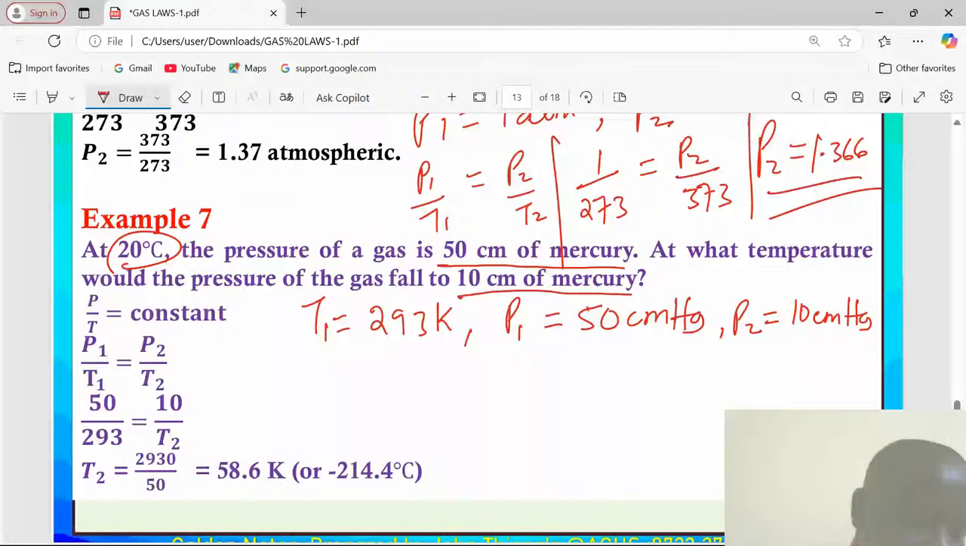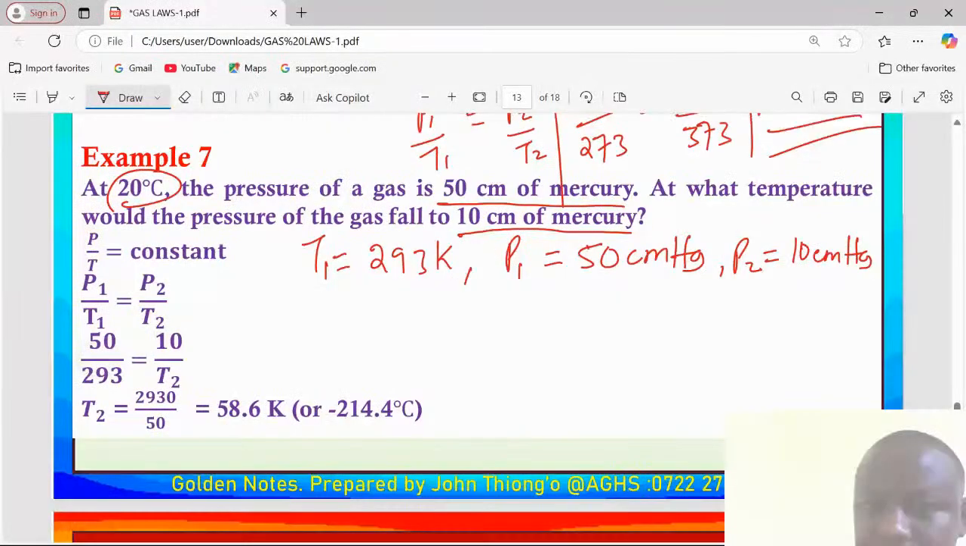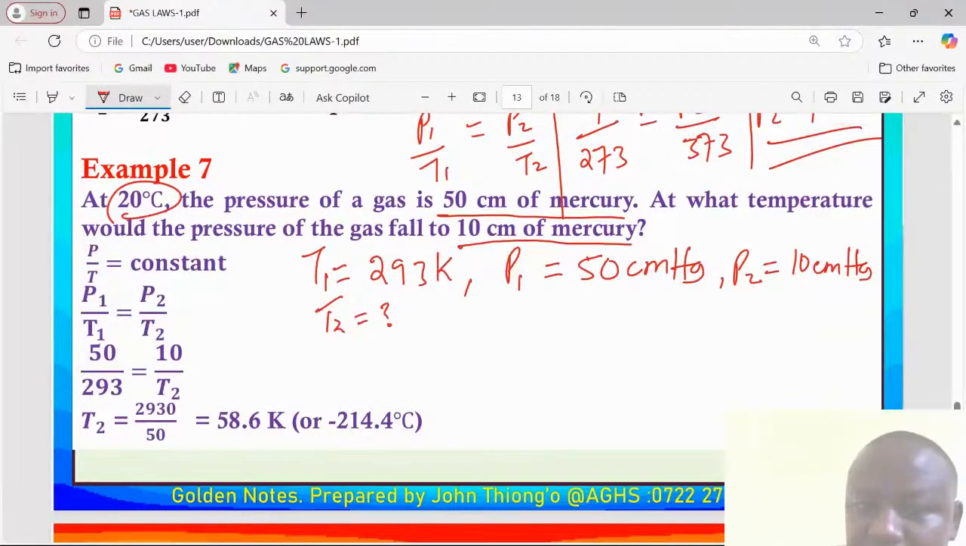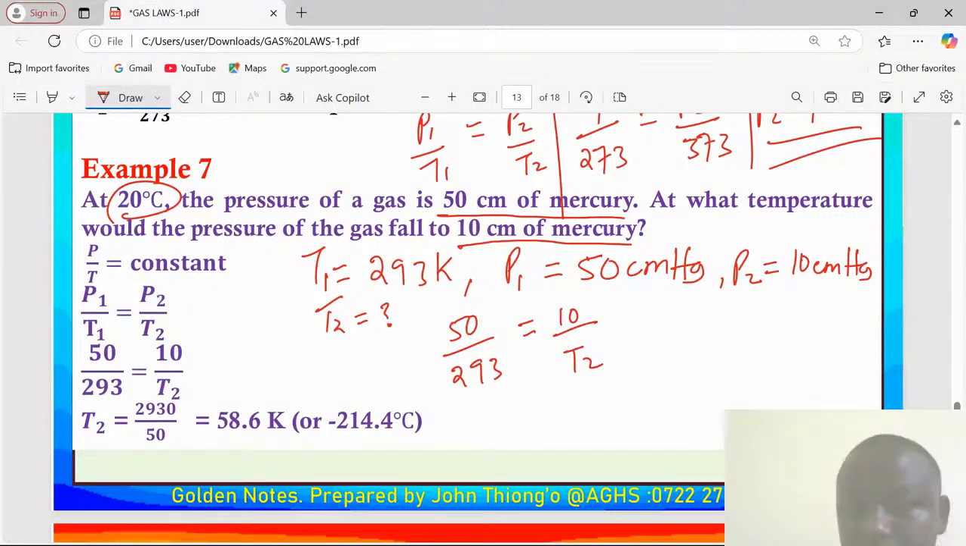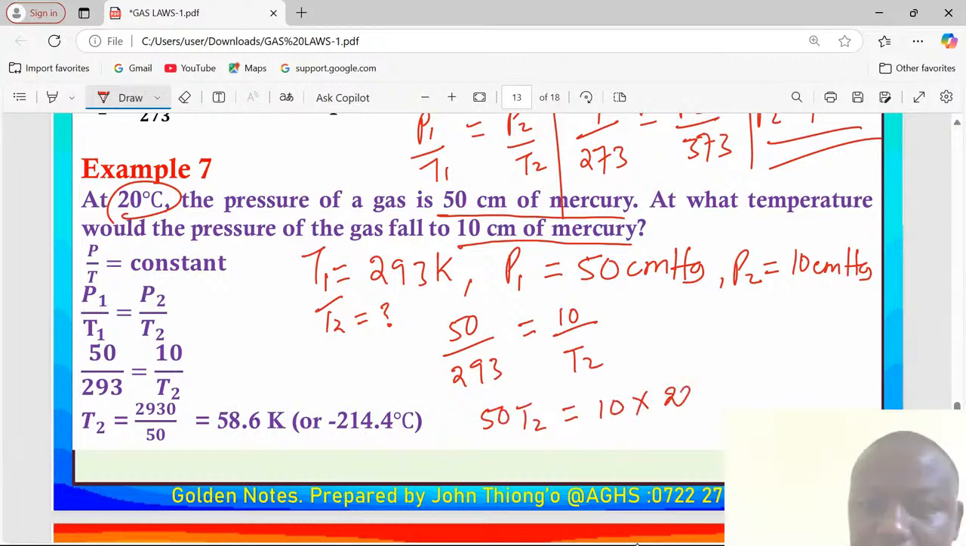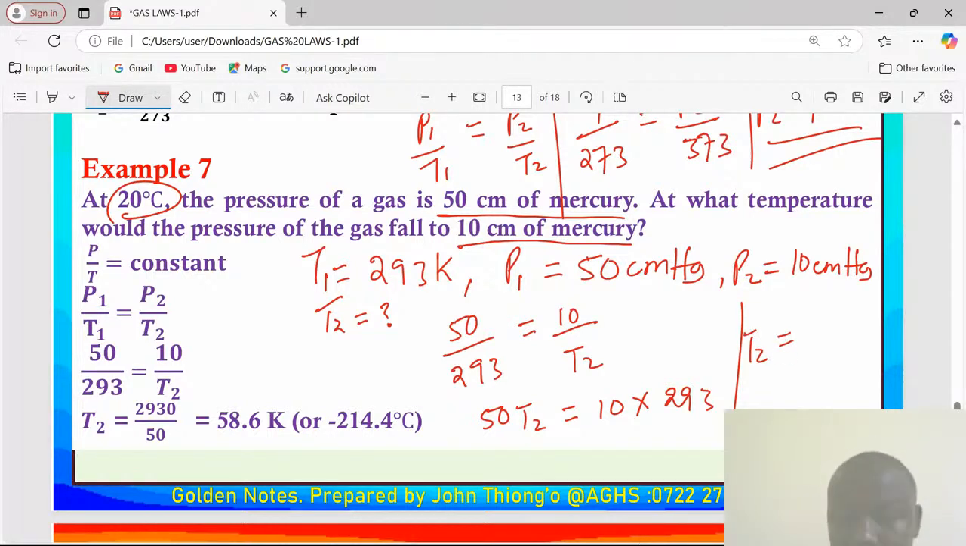Then now, those are two different pressures. So temperature 2 will be what? When we take pressure 1 and we divide by temperature 1, we get pressure 2 divided by temperature 2. Therefore, to get temperature 2, we can cross multiply: 50 T2 equals 10 by 293. And how do we remain with temperature 2? We divide 10 by 293 by 50. I'm getting 58.6.